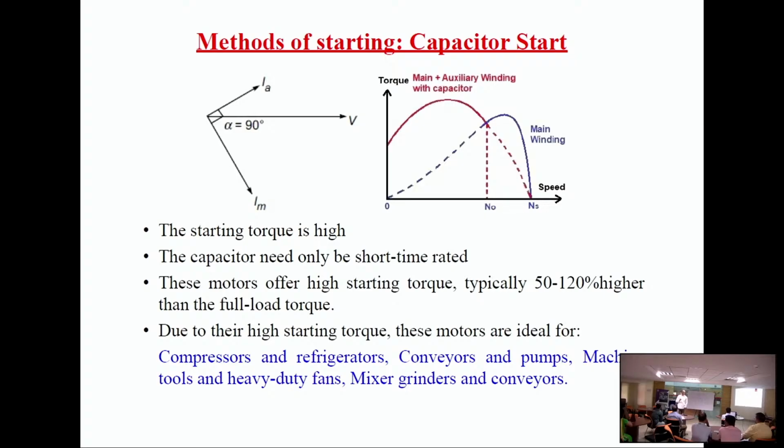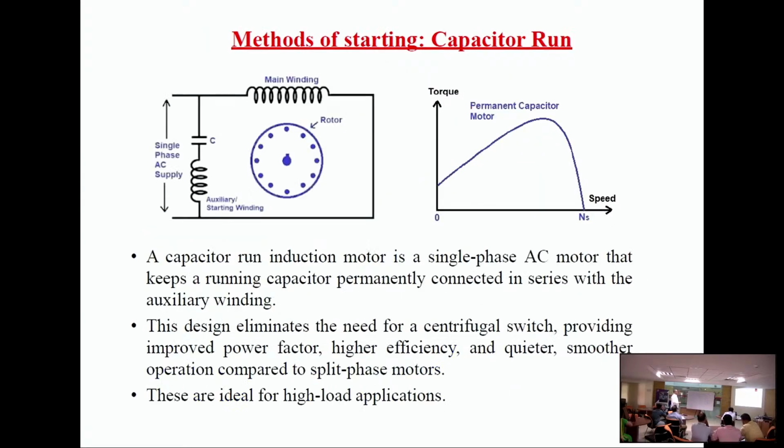How does the capacitor run permanently? Permanent running means it is a characteristic that starts with both auxiliary and main winding. So similar capacitor is there. Only difference is this is short time rated, the other is long time rated. So that is the difference. Capacitor run, that's one. So here there is no centrifugal switch.